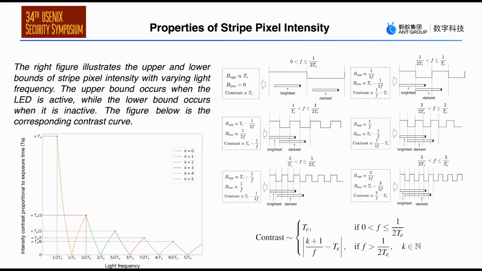Here's a detailed explanation of the bounds of strip pixel intensity, both upper and lower, in the variation concerning change in light frequency. The upper intensity limit occurs when the sensor's exposure window fully aligns with the LED active phase, achieving maximum photon accumulation. This represents the system's saturation point given the LED's illumination intensity. The lower bound corresponds to the minimum residue signal captured during LED on and off intervals.